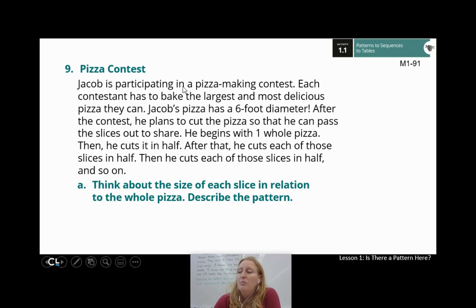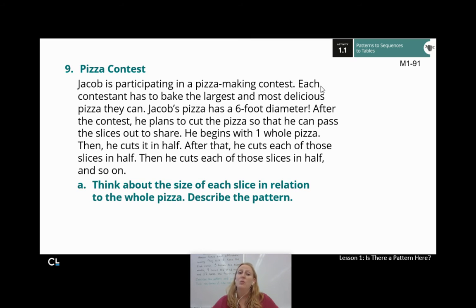So Jacob is participating in a pizza making contest. Each contestant has to bake the largest and most delicious pizza they can. So much food today. Jacob's pizza has a 6 foot diameter. That means that pizza has a diameter that's my height. That's amazing. After the contest, he plans to cut the pizza so that he can pass the slices out to share.